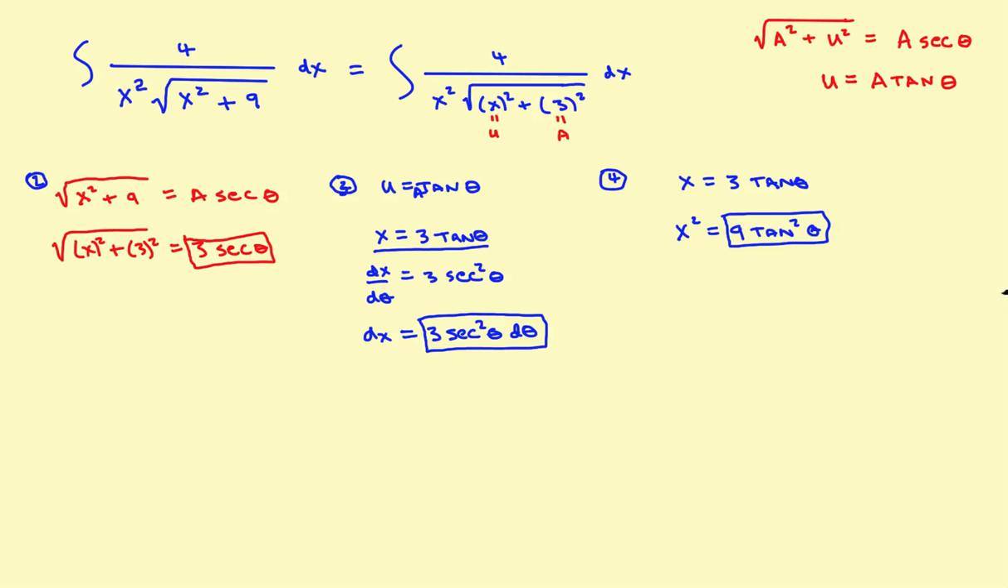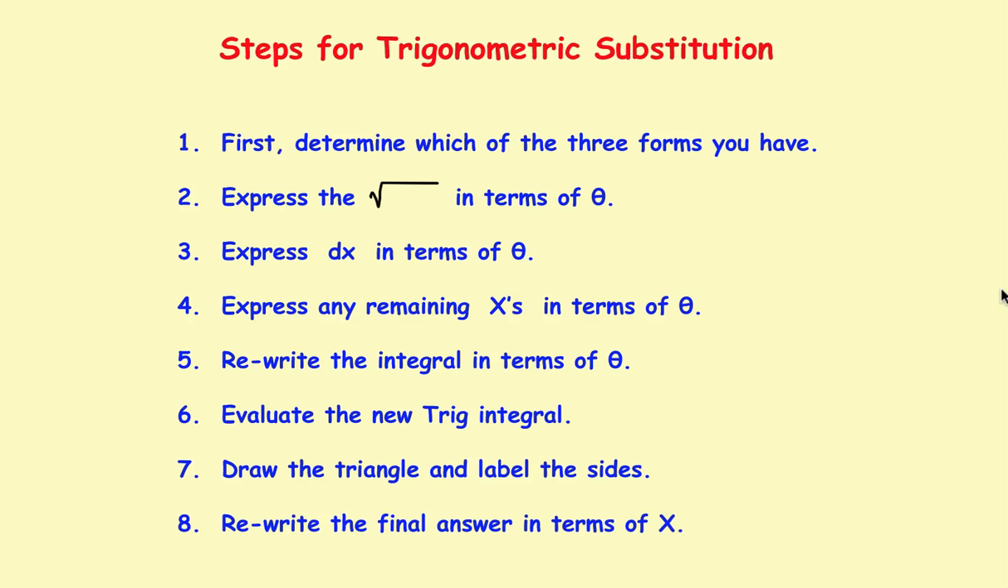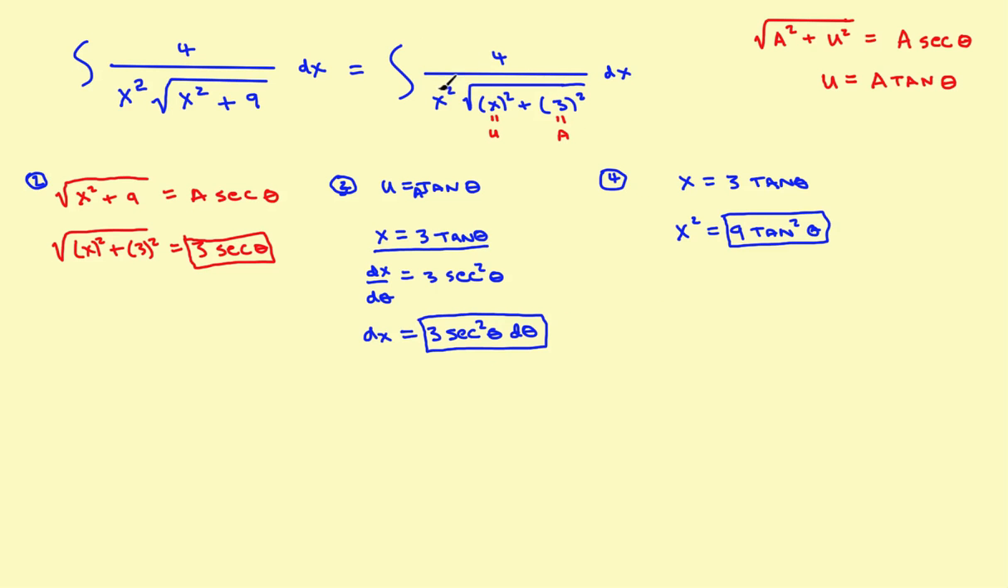So let's go ahead and write that down here. And again, we'll look at our steps. So what step 5 says is rewrite the integral, the entire integral now, in terms of theta. So just take each part and change it into what you have. So I've got, we'll put step 5 right here. Now you've got the integral, and you've got 4 over, and just use each part. X squared is equal to 9 times the tangent squared. So this would be 9 times the tangent squared theta.